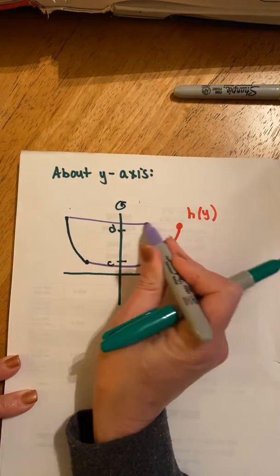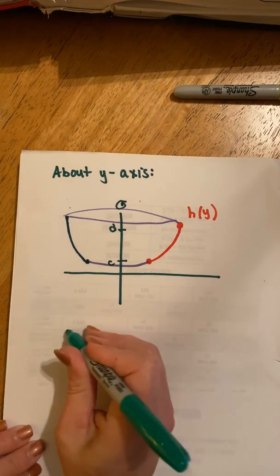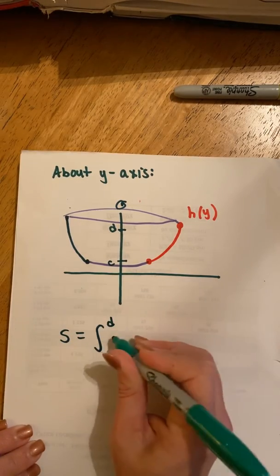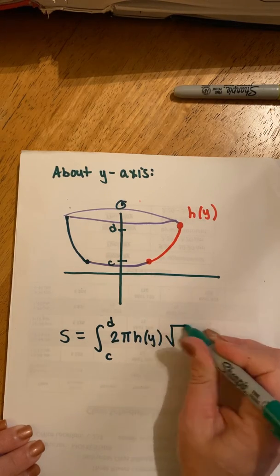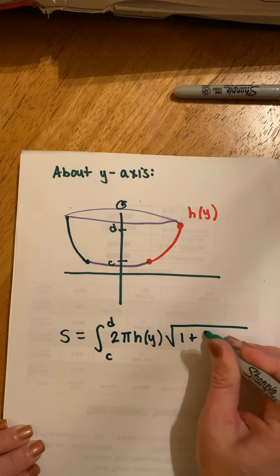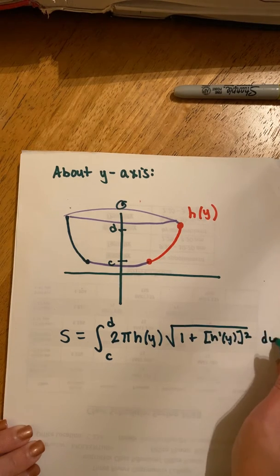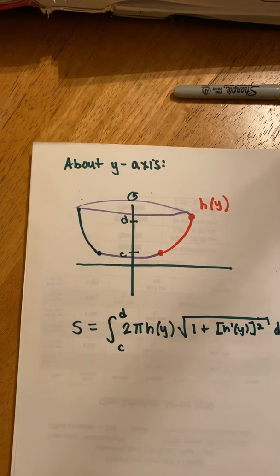We're going to get this shape, and the integral is going to get set up similarly. We'll just be integrating from c to d, 2 pi h of y, the square root of 1 plus h prime of y squared dy. So that would be the area of a surface of a solid of revolution obtained by rotating the function f of y about the y-axis.